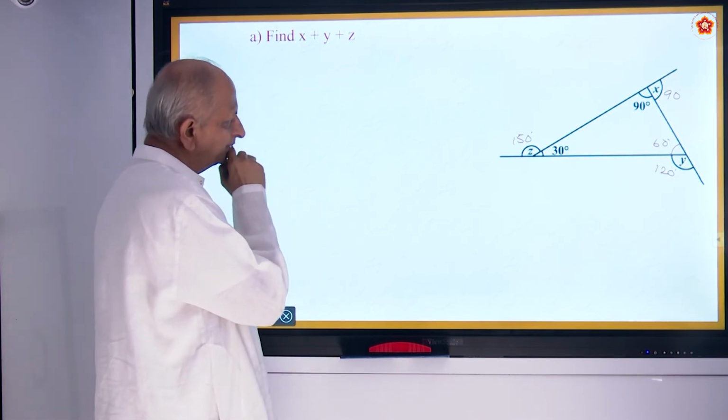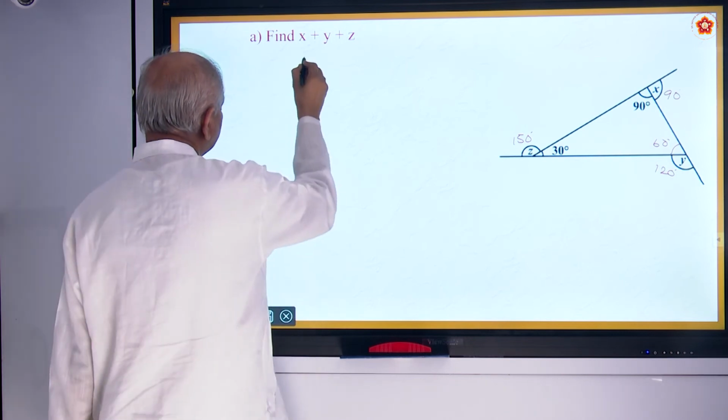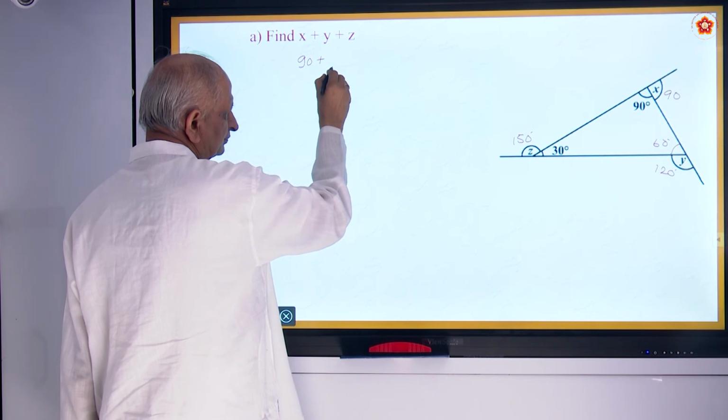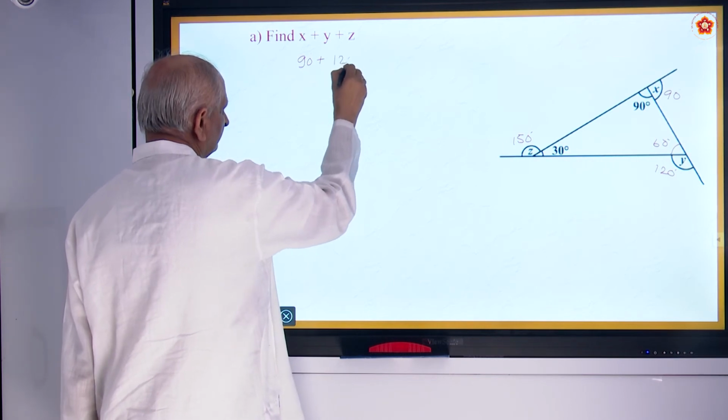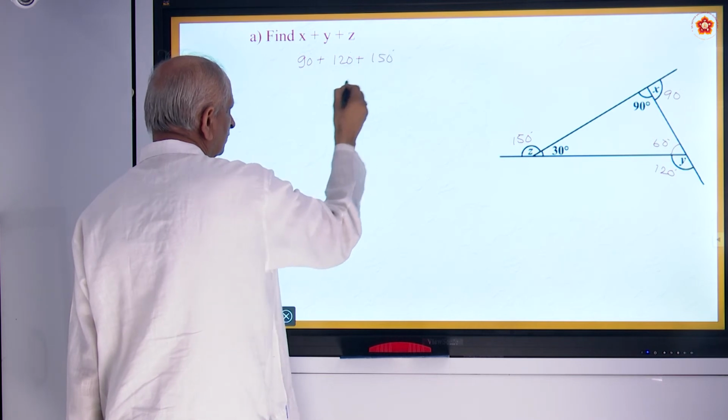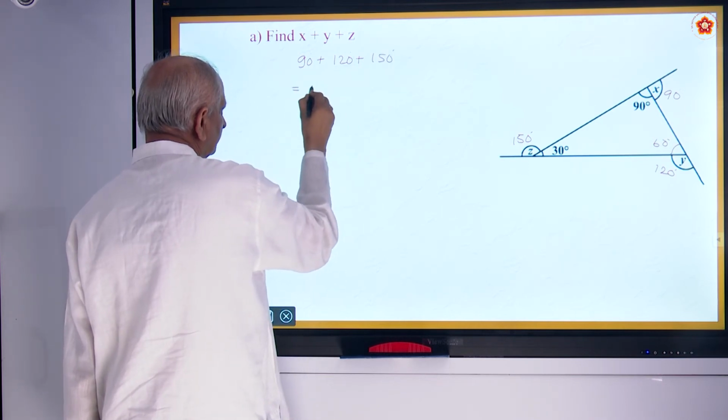So x becomes 90, y becomes 120, z becomes 150. Total it is 360.